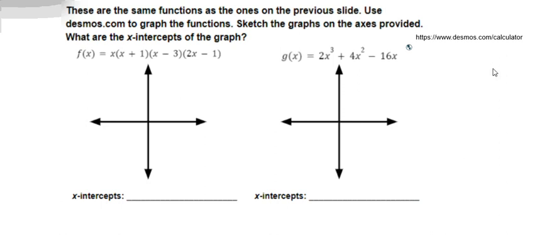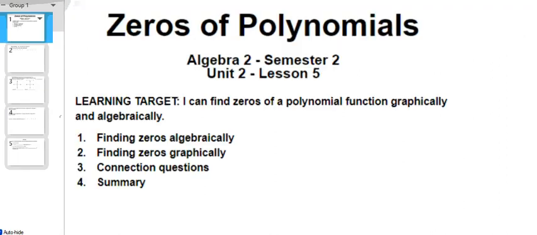Okay, so we are going to, let me get us right up here.